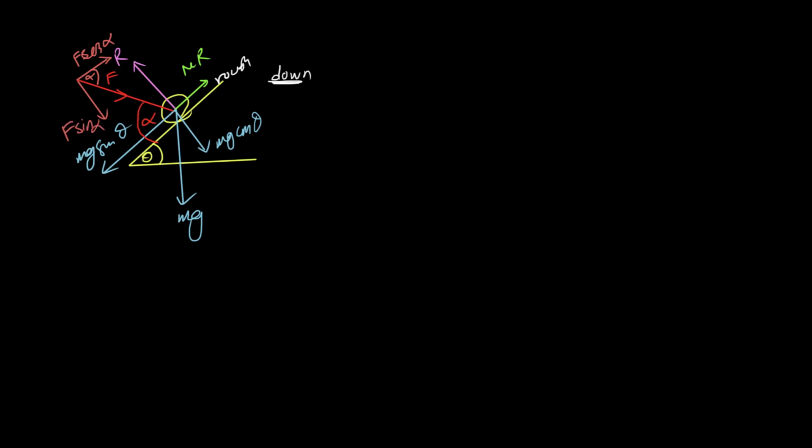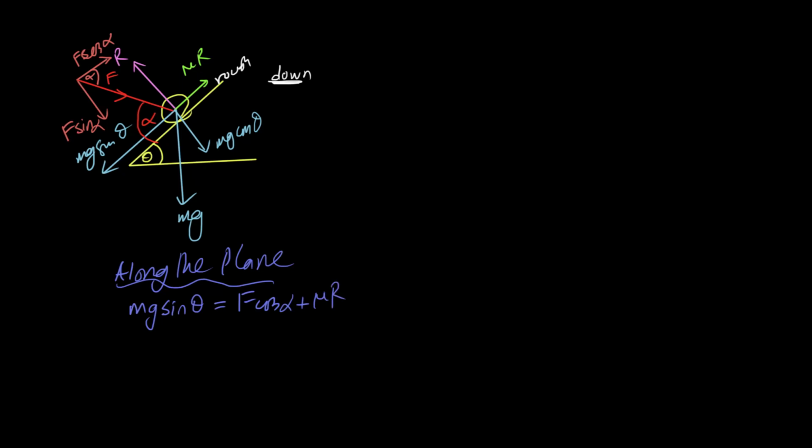Now if you do the math along the plane and normal to the plane: along the plane, downwards we have mg sine theta, and upward we have F cos alpha plus mu R. These are the only forces along the plane. Now normal to the plane, regardless of whether the object is in limiting equilibrium like in this situation, or in motion, even if it was moving, normal to the plane will always be in equilibrium. So upward is R and downward is F sine alpha plus mg cos theta.